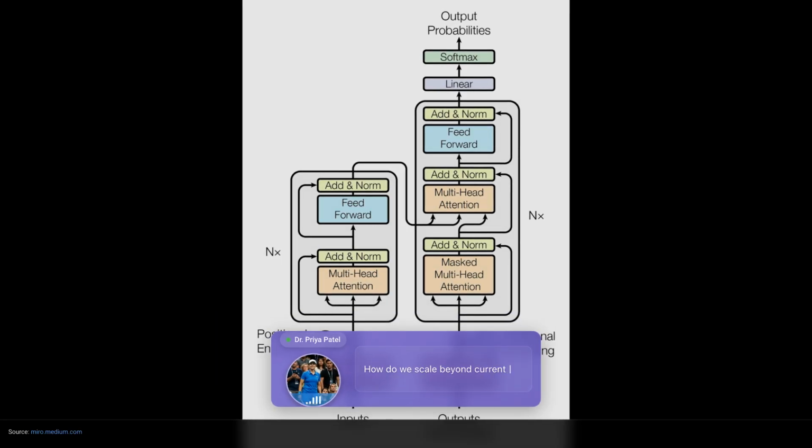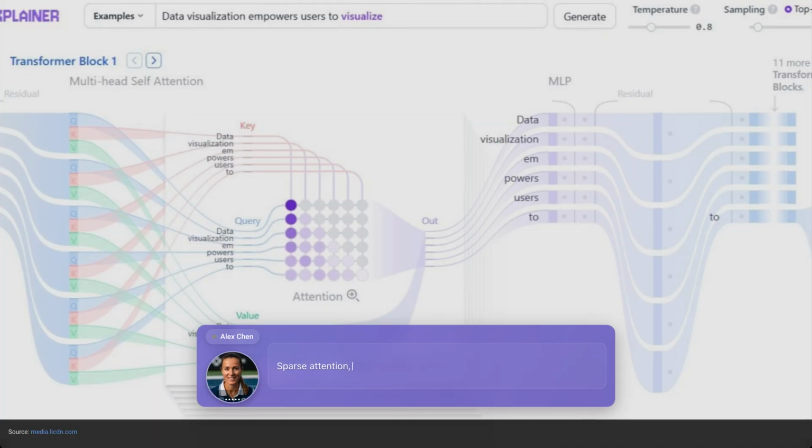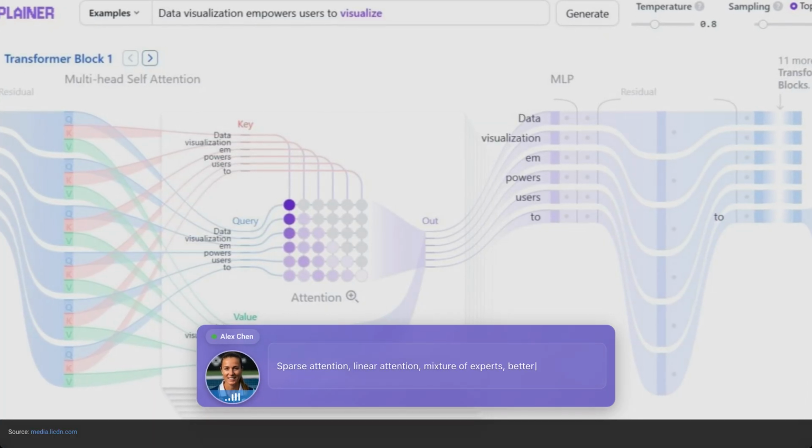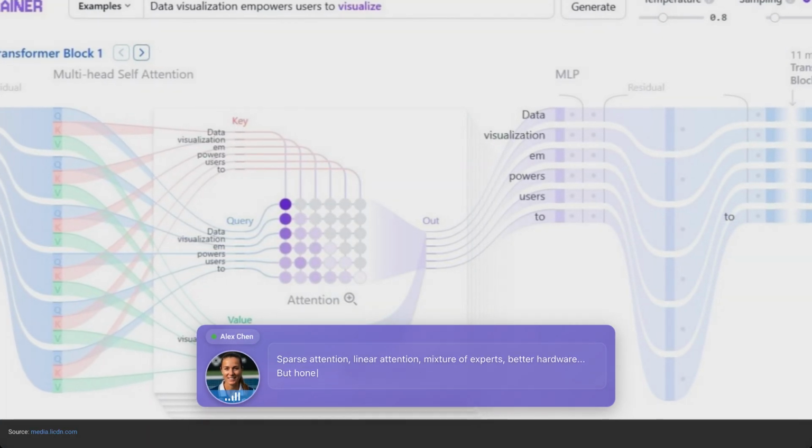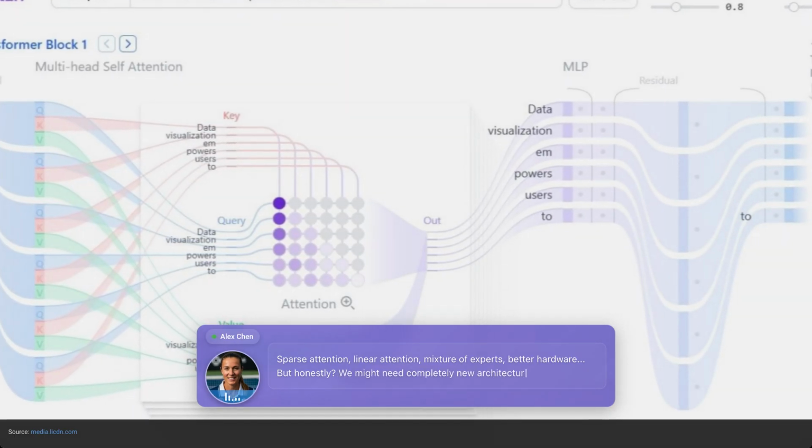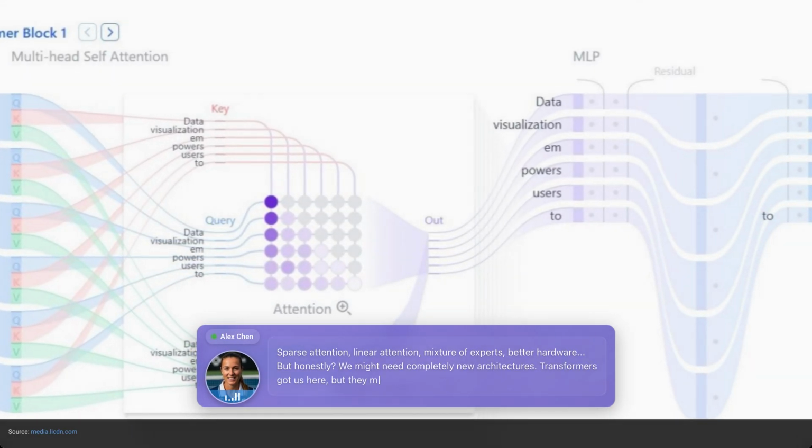How do we scale beyond current limitations? Sparse attention, linear attention, mixture of experts, better hardware. But honestly, we might need completely new architectures. Transformers got us here, but they might not take us to AGI.